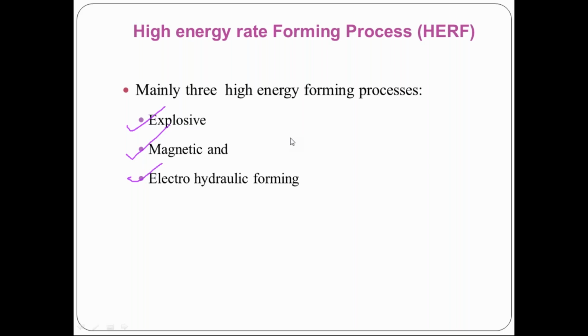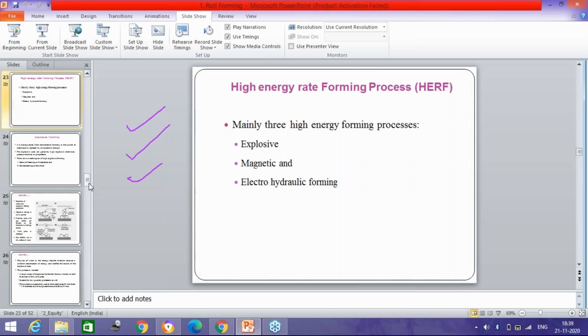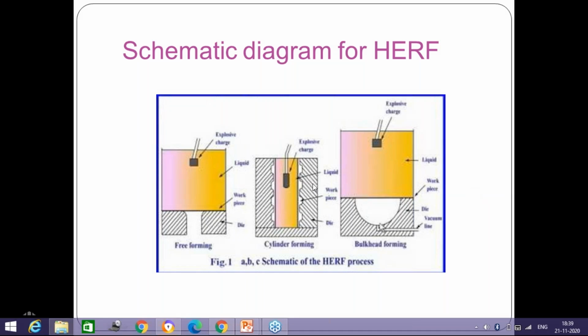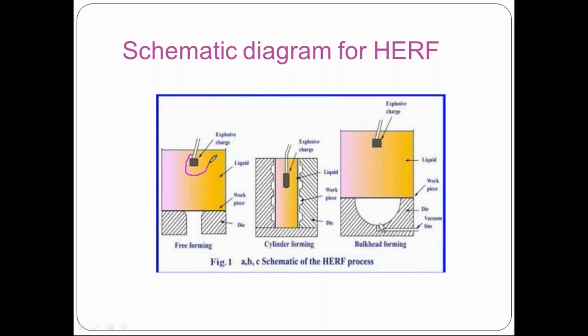So this is basically the schematic of the high energy rate forming process. The name indicates that higher energy we are going to use here. So this is the schematic of the HERF process, and basically explosives are used for the generation of the high energy. This one is the die, this one is the workpiece, and this one is the liquid to absorb the shock and noise, and here are the explosive charges. Okay, now this one is the first setup.